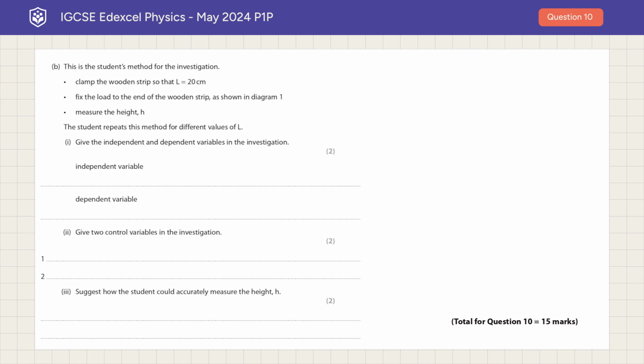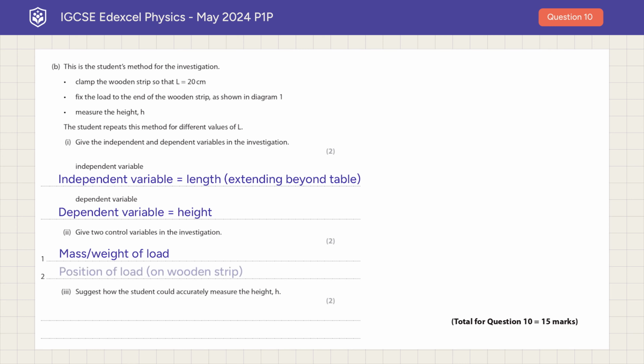Next, Part B. In the investigation, the independent variable is the length, L, and the dependent variable is the height, h. Next question. Two control variables you'd need to keep constant are the mass of the load and its position on the strip.